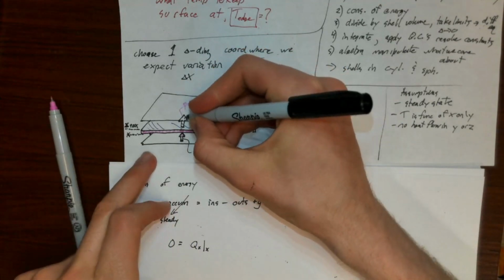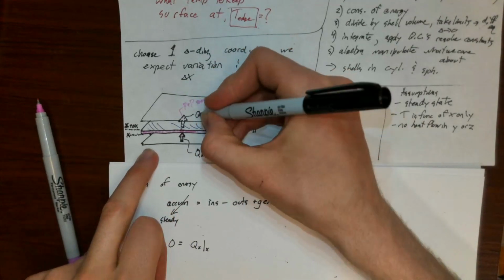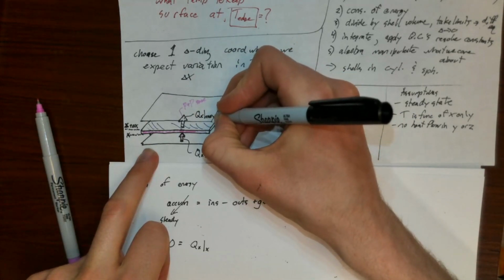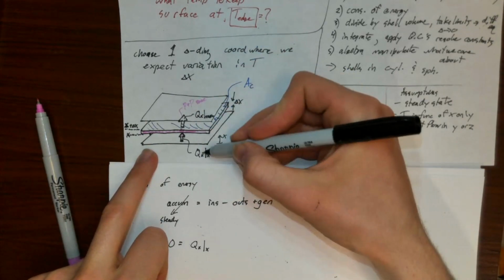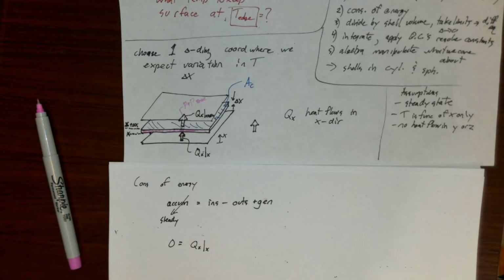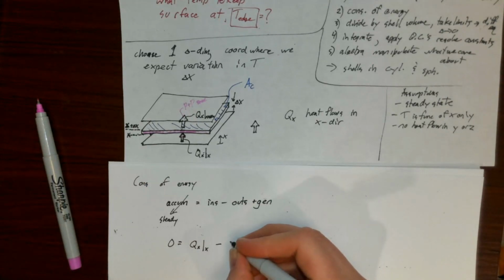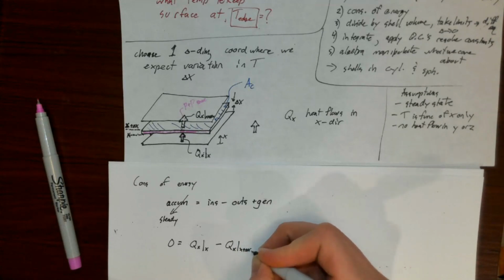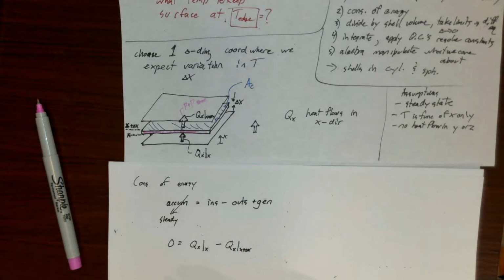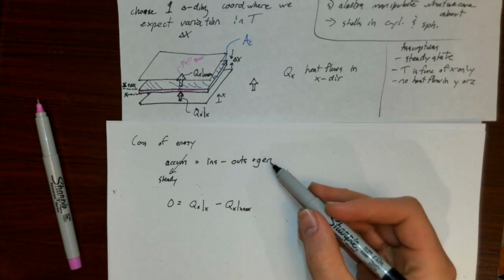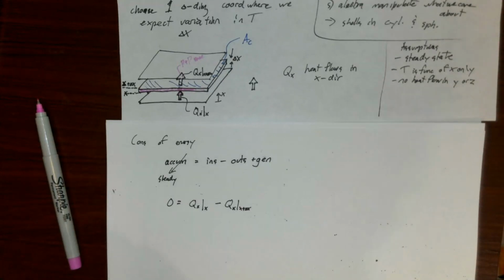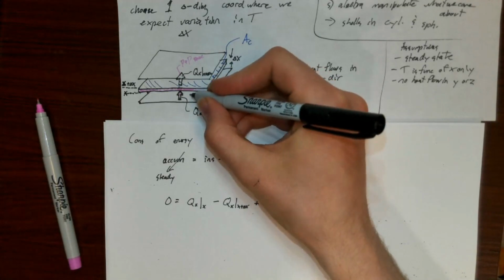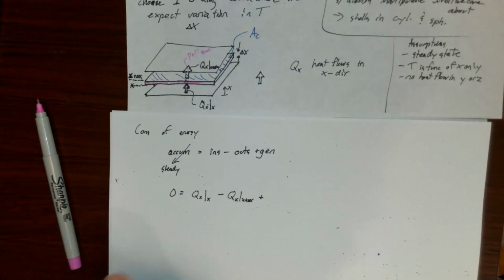I need to call this heat flow out something different. Let's call it Q sub x, but evaluated at x plus delta x, and these two Q's are not necessarily the same as one another. So there I have it: Q sub x evaluated at x plus delta x. And then finally, I have my generation term, which is basically the heat being generated within this shell.